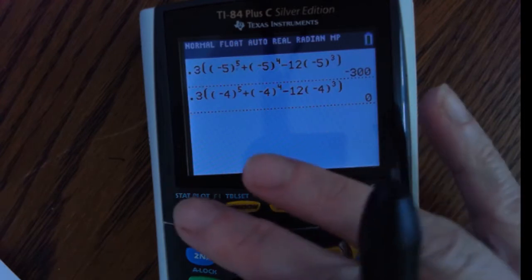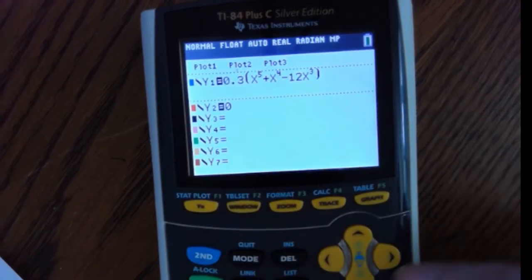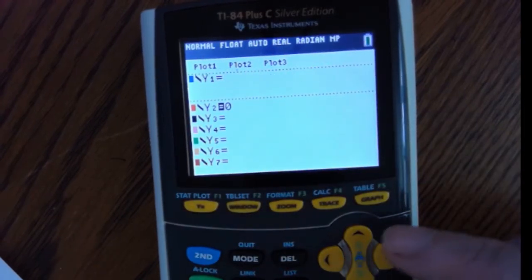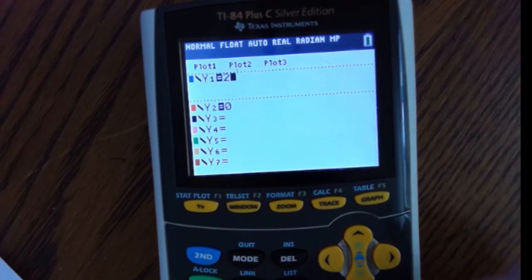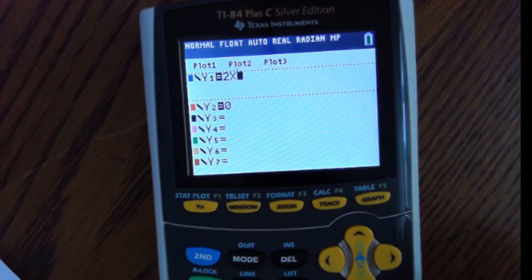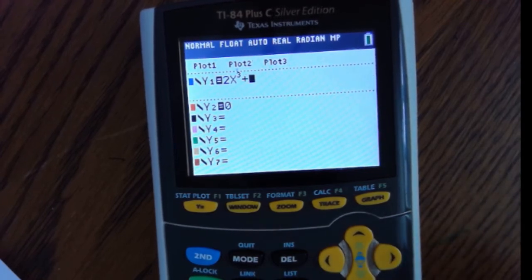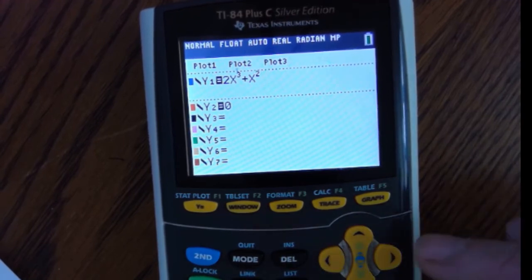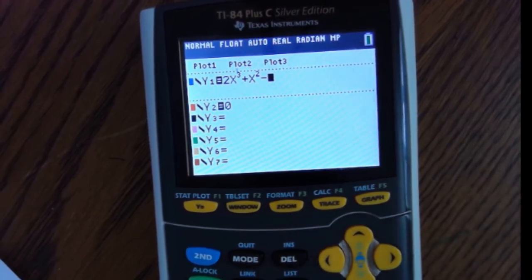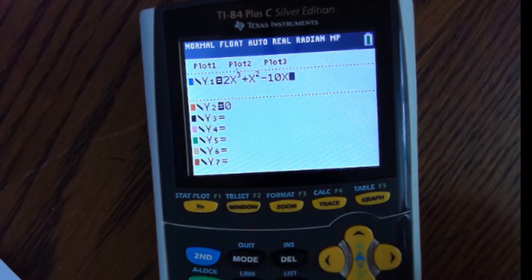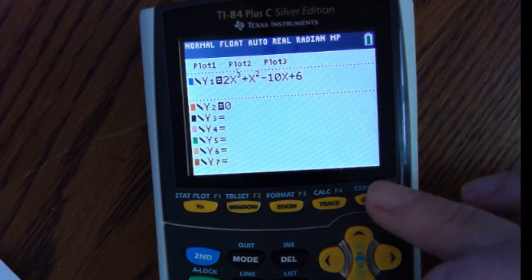Now I'm graphing that. Go back to the graph. I'm clearing that, and I'm typing in 2x to the power 3. Move the cursor, plus x to the power 2. Move the cursor, minus 10x, and then plus 6. We're going to graph that.